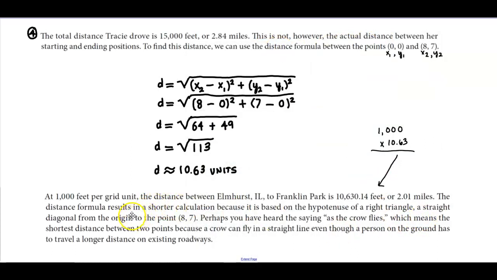Now the distance formula results in a shorter calculation because it's based on the hypotenuse of a right triangle, a straight diagonal from the origin to the point (8, 7). Perhaps you've heard the saying, as the crow flies, which means the shortest distance between 2 points. A crow can fly in a straight line even though a person on the ground has to travel a longer distance on existing roadways.